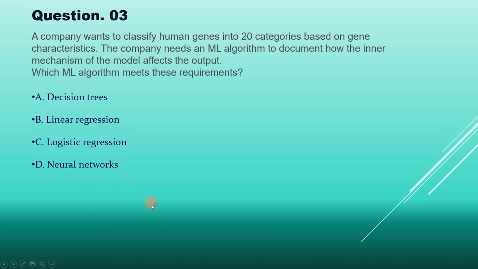The correct answer here will be option A, decision tree. Most probably you may have been thinking about logistic regression, but the correct answer here is decision tree, because decision trees can handle multi-class classification problems, and for that reason it is suitable here because 20 distinct classes are there.